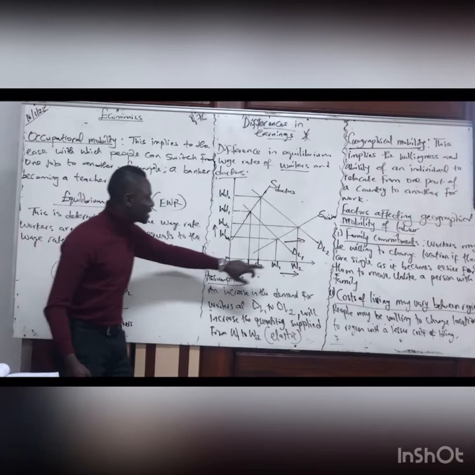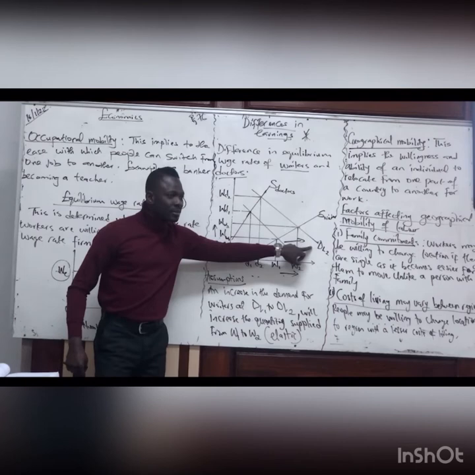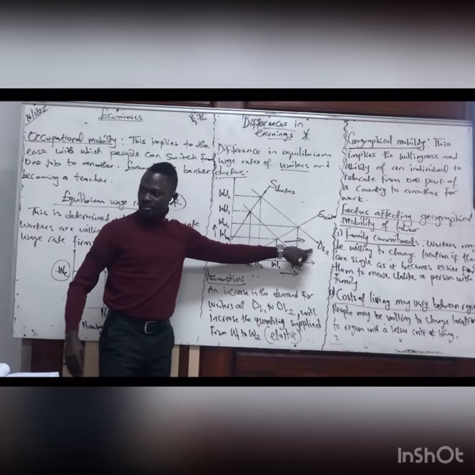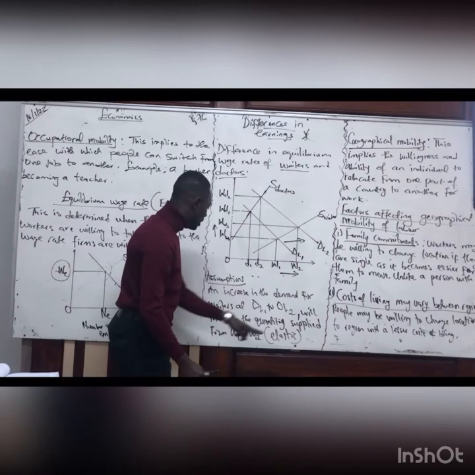And remember that when the demand for labor increases, the wage rate must what? Increase. But not for waiters. Waiters can be anyone. You don't need special skills to become a waiter. Do we get it? Yes. Good. So, here we said what? An increase in the demand for waiters at DL1 to DL2 will increase the quantity supply from W1 to W2 at a minimum wage rate.